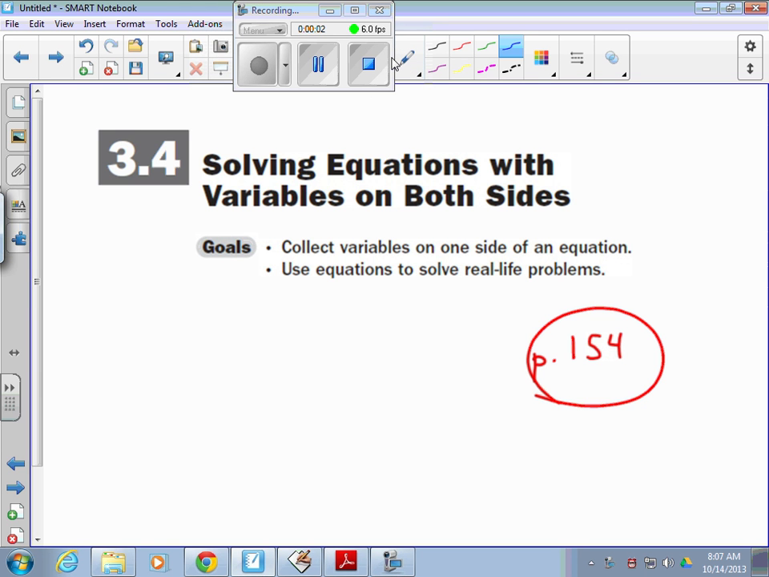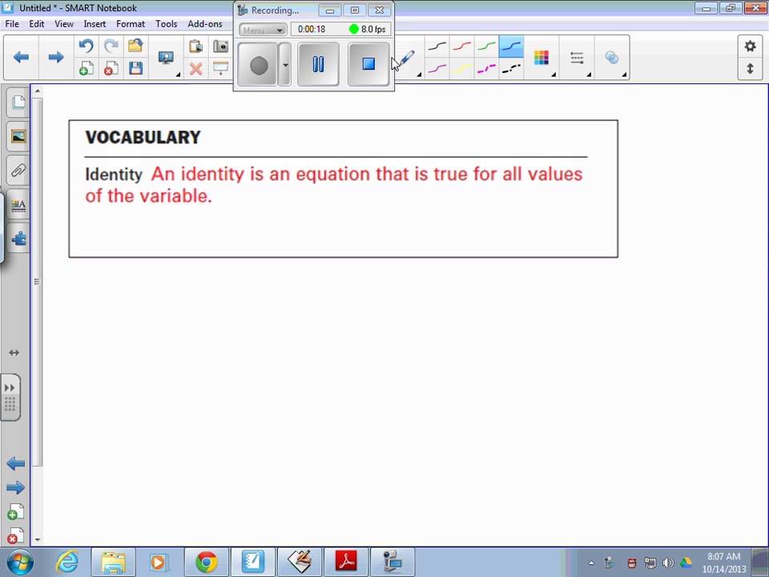Today we're looking at section 3-4, solving equations that have variables on both sides. Take a look at our objectives. Our goals: collecting variables on one side of an equation, and then solving them in real life problems or models, beginning on page 154 in the textbook.